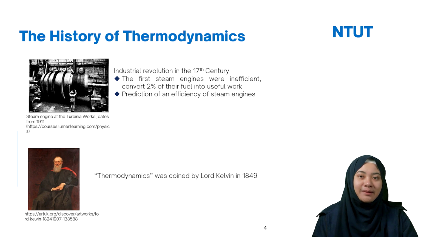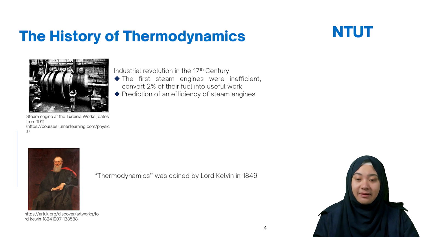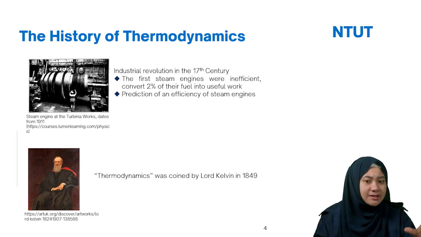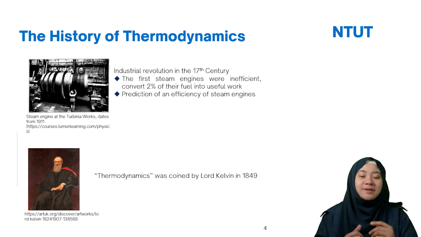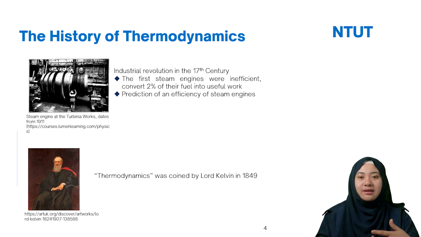And we have another topic, history. Before we learn something, I think it's good to know how thermodynamics was created before we go further. So in the 17th century, actually 1911, one researcher at that time tried to produce the steam engine, but found that the first steam engine was inefficient. Why inefficient? Because they could only convert 2% of the steam to produce useful work, to generate electricity.